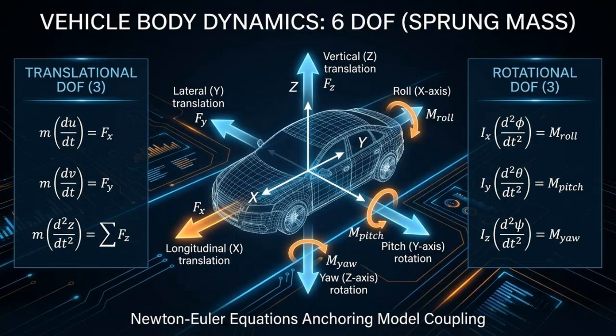The sprung mass refers to the portion of the vehicle supported by the suspension, including the body, passengers, and powertrain. This sprung mass possesses 6 degrees of freedom: longitudinal, lateral, and vertical translations, along with roll, pitch, and yaw rotations. Using Newton-Euler equations, the applied forces and moments are related to linear and angular accelerations, forming the foundation for modeling how the vehicle accelerates, corners, rides over bumps, and responds dynamically through lean, dive, and rotation.